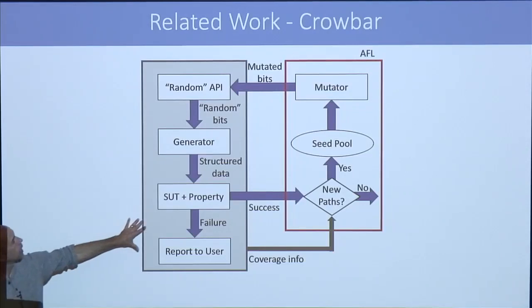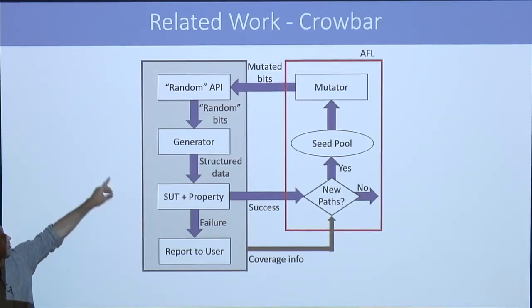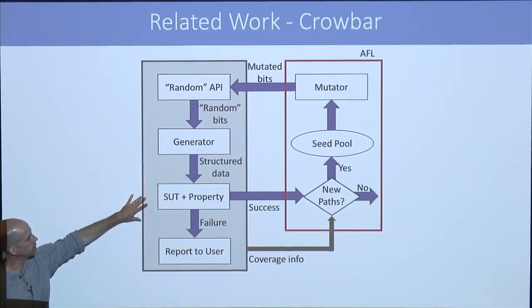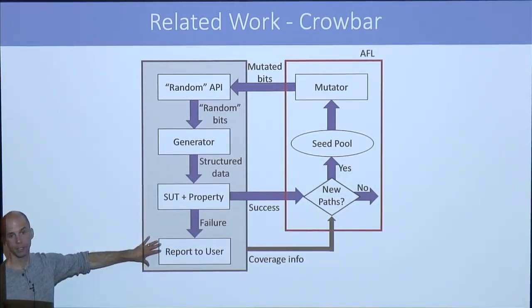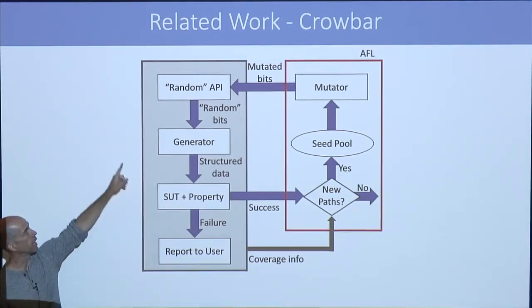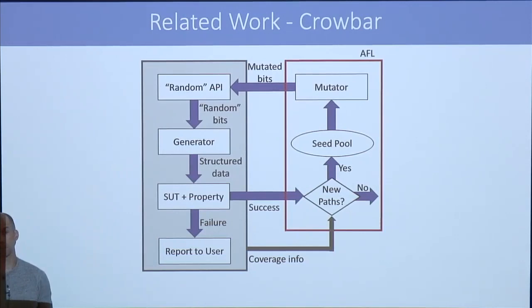Okay, so here I have a normal property tester, and I have my generator and my system under test and so on. And that's the same thing as before. And normally what happens is the random API that you use for normal random testing is actually random.